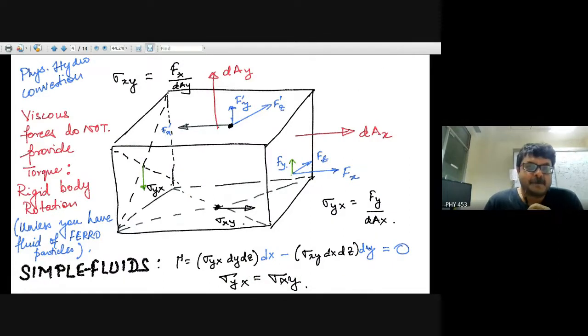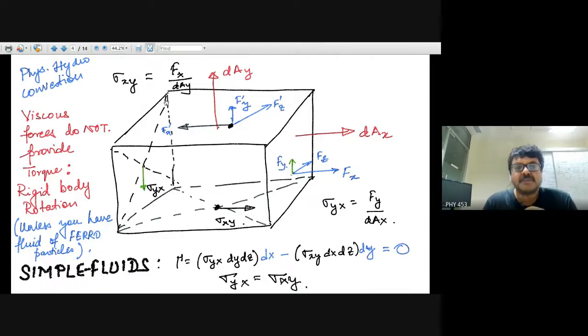So the point is that viscous forces do not provide torque. Even if there is del vx del y, it can be broken up into the symmetric part of the velocity gradient tensor, which provides deformation without rotating, and the antisymmetric part, which rotates the entire fluid element as a block without deformation. And why is that so? It was actually derived in one of the previous classes.